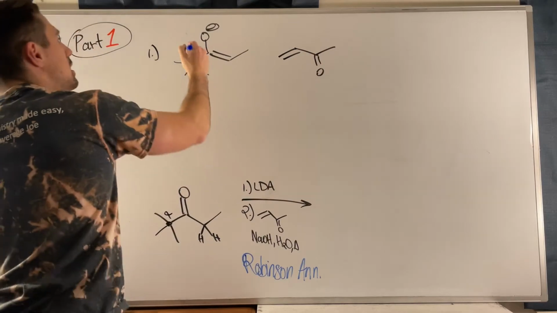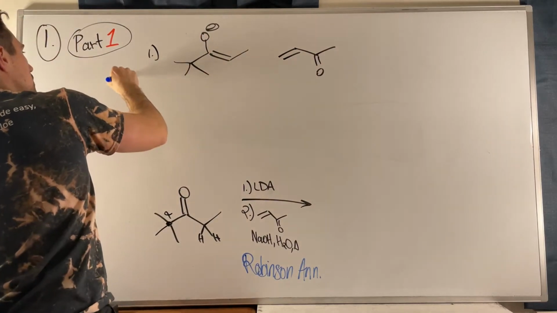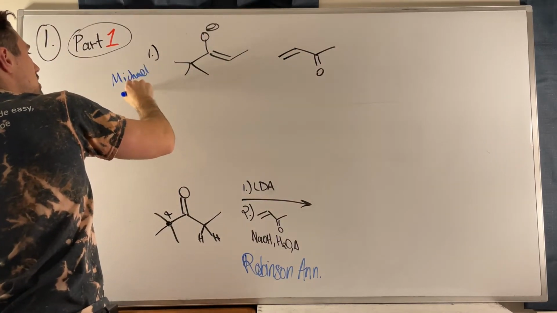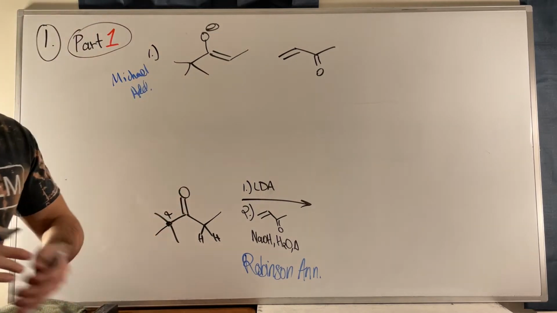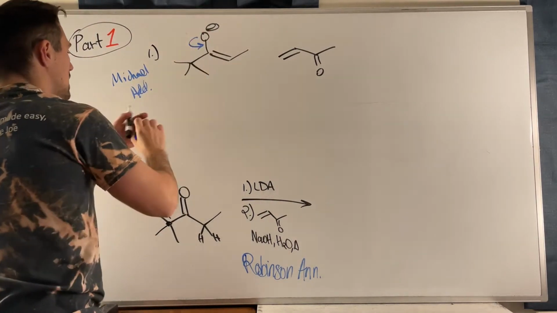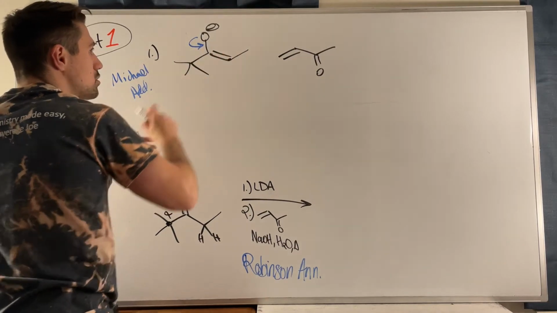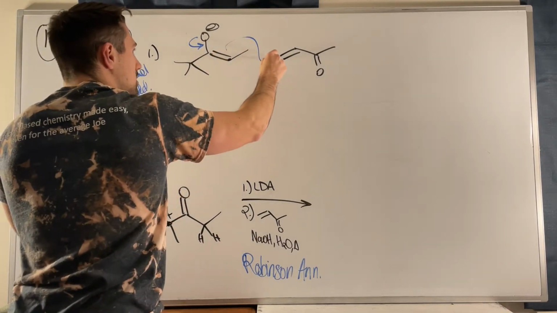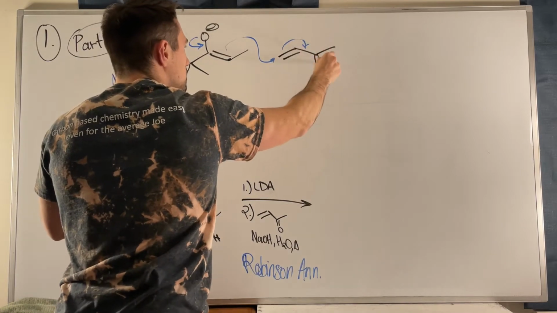So what's going to happen is that this is the Michael addition part, right? Because a Robinson annulation is nothing but a Michael addition followed up by an aldol condensation in base. So we swing these down. It's this alpha carbon, it's calling the shots. It's going to do a Michael addition in this way, right?